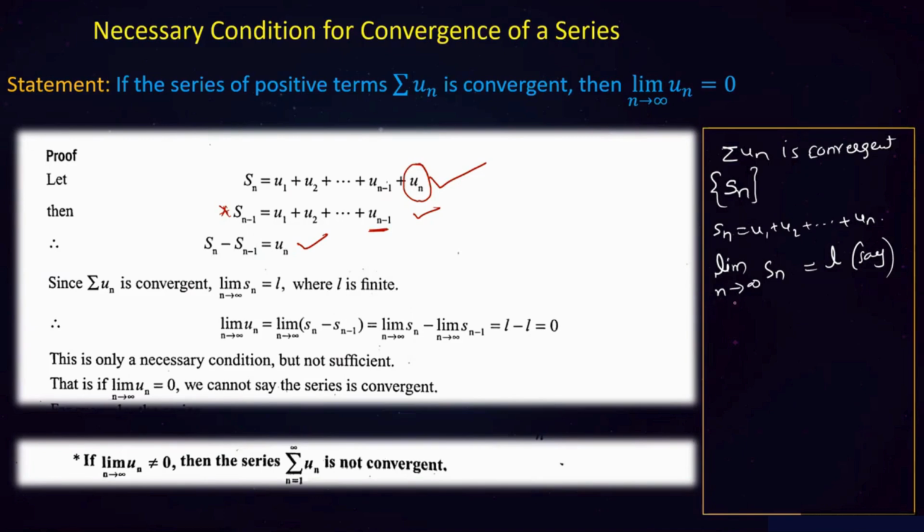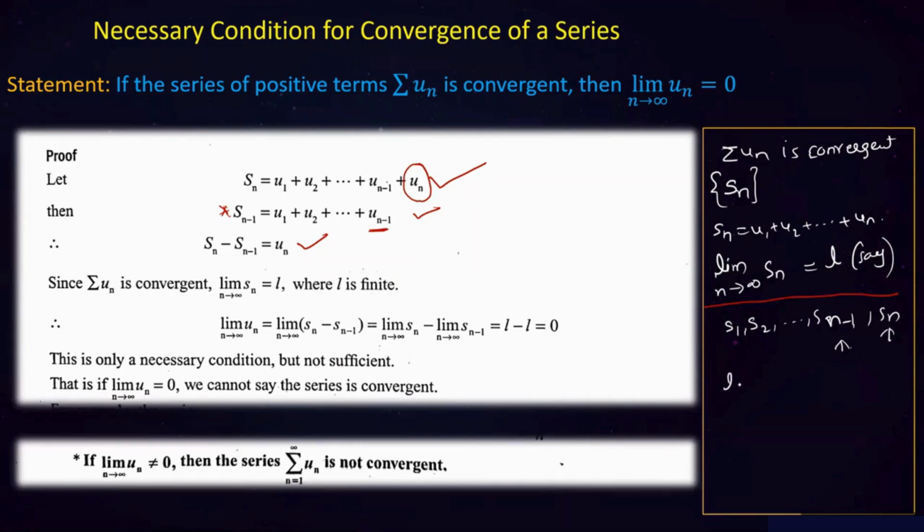Now, stay there. Let me just add one more point here. You are already given that the series summation Un is convergent. We have defined a sequence Sn, and it is also convergent because we got the limit as a finite value. Actually, if you write all the terms of the sequence, they'll be S1, S2, and so on, Sn minus 1, comma Sn. Understand here, Sn and Sn minus 1 are successive terms. Sn minus 1 is the term just prior to Sn.